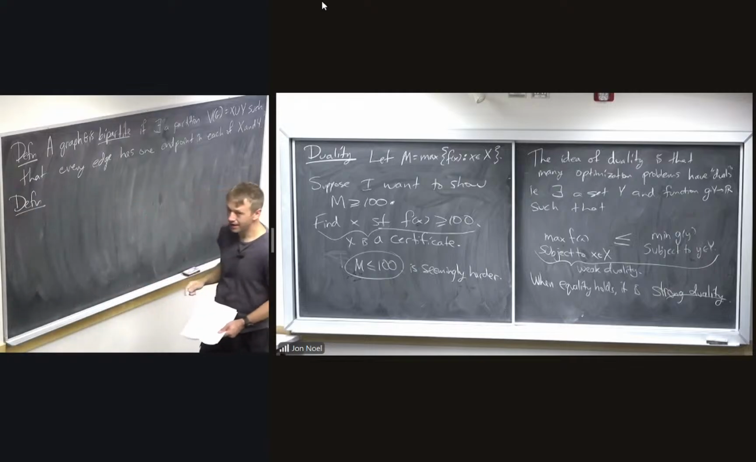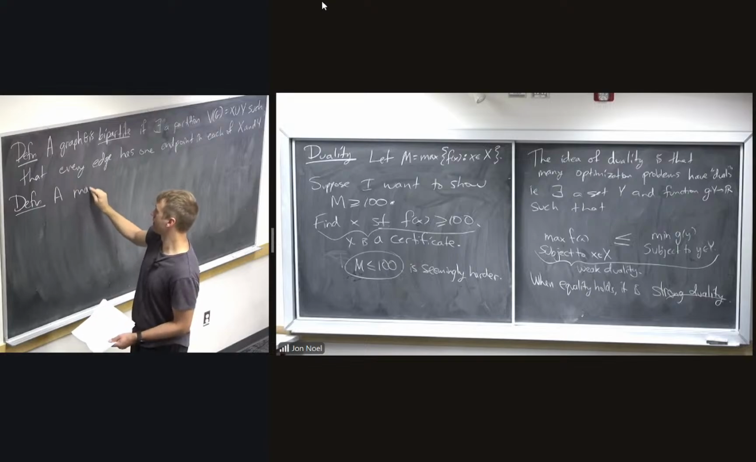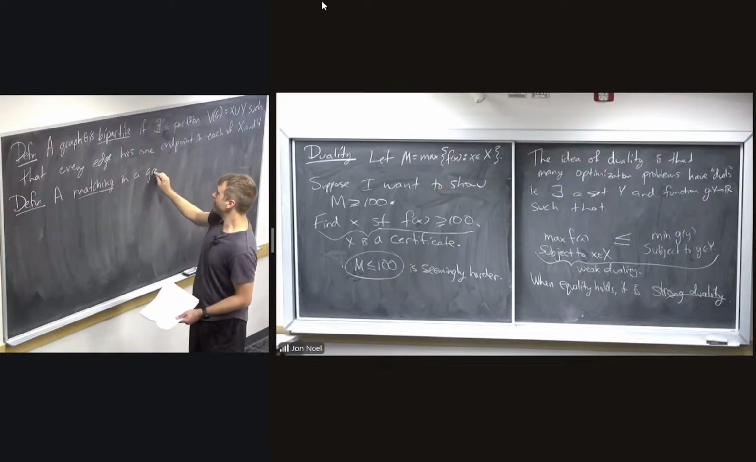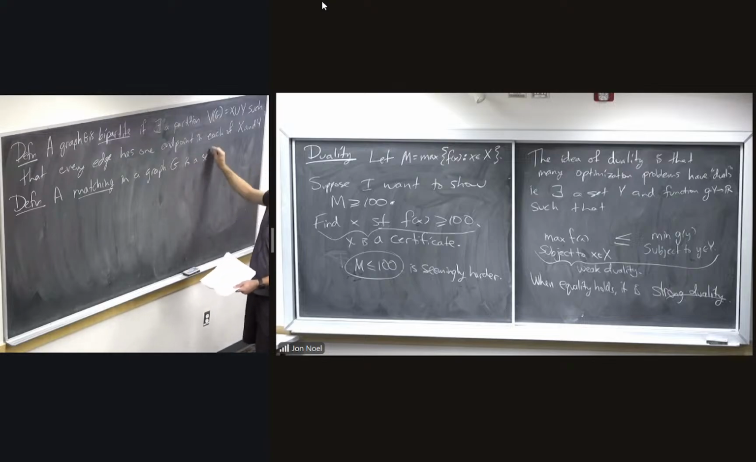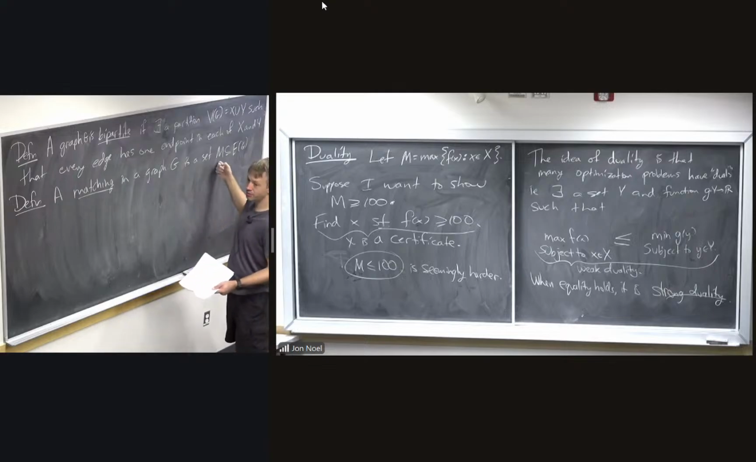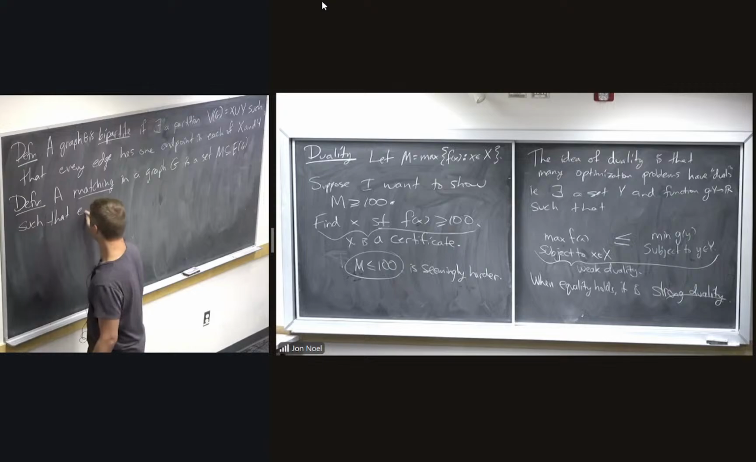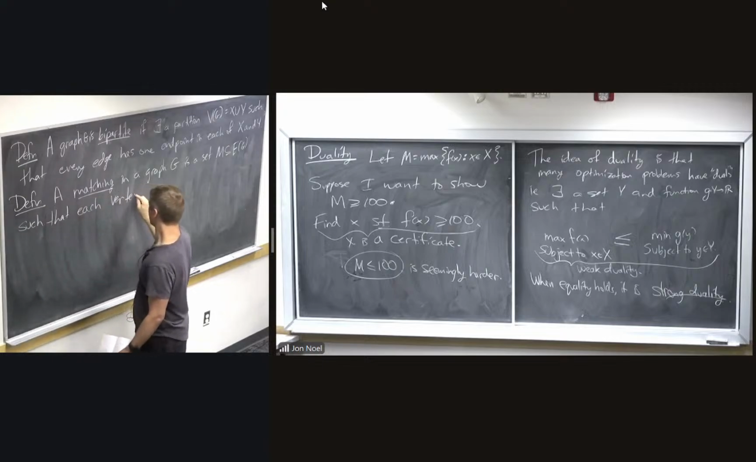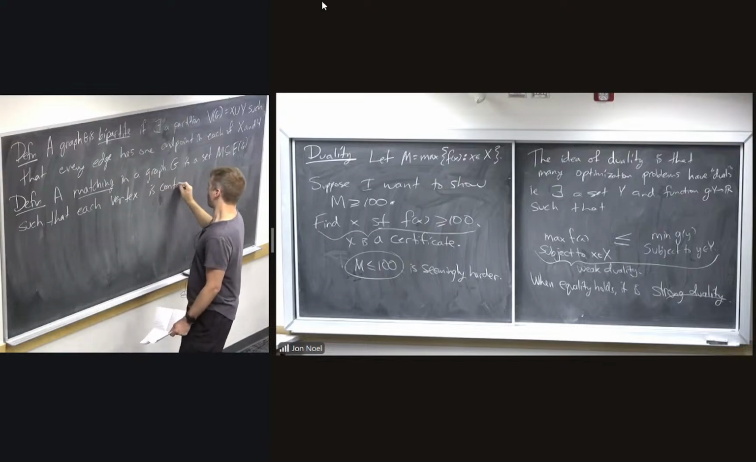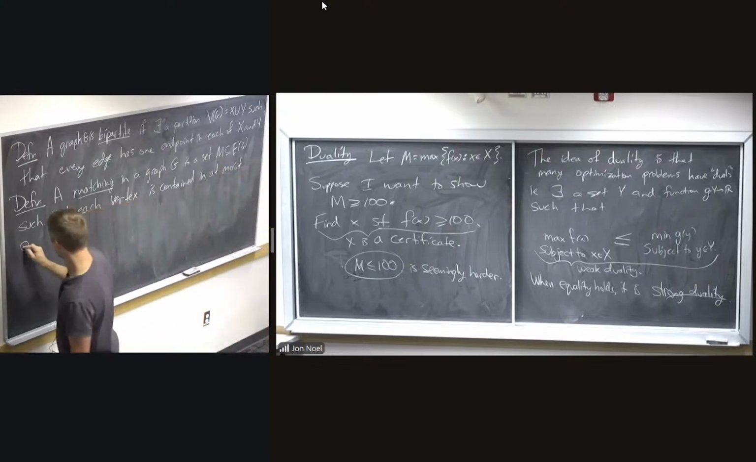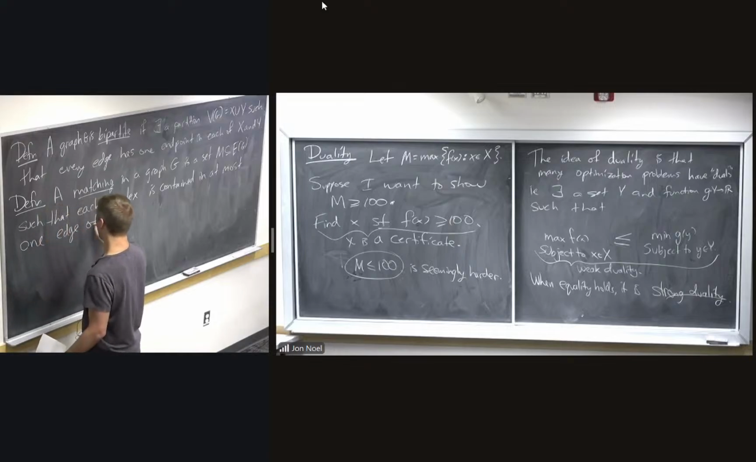Okay, and I want to also define a matching in a graph. So a matching in a graph G is a set M, which is a subset of the edges of G, such that each vertex is contained in at most one edge of M.